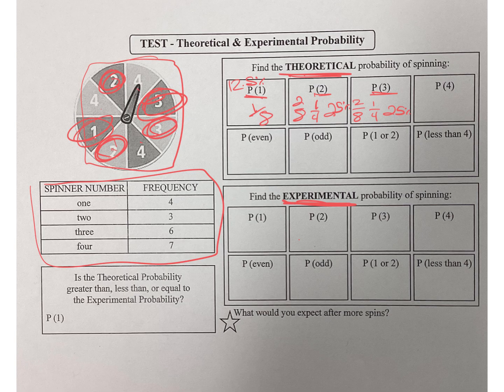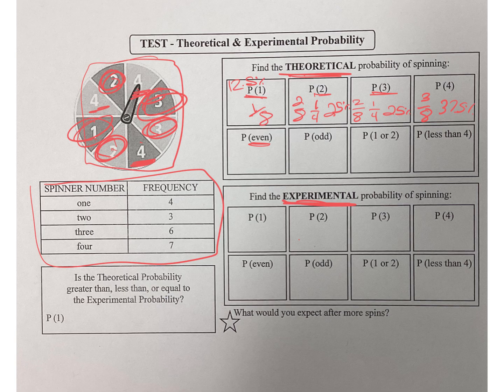Then we have number 4. Oh, this time we have 1, 2, 3. 3 out of 8, which is going to be 37.5%. Now let's talk about an even number.